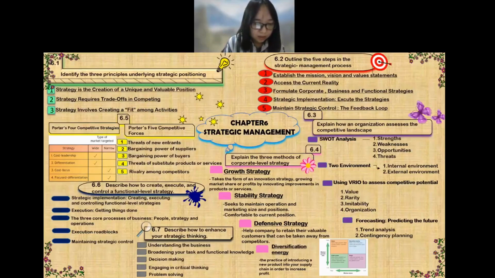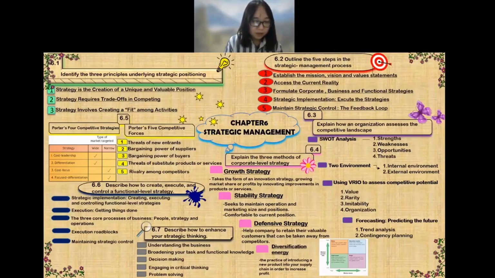And the next one is broadening your task and functional knowledge. Make connections between concepts, ideas, people, and events. The third one is decision making. Decision making can be evaluating the pros and cons of a situation and developing a stepwise approach to realize your goal.